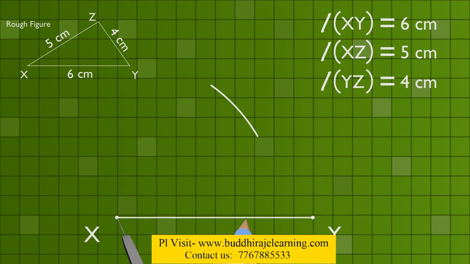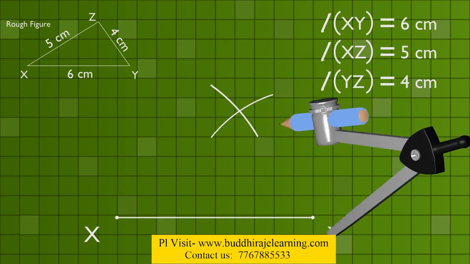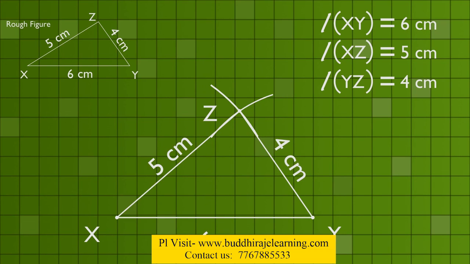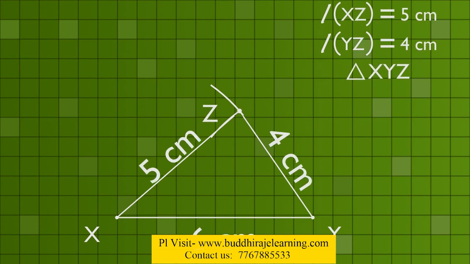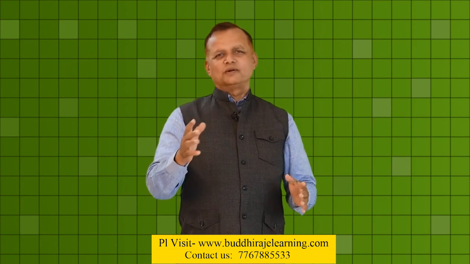Then place the compass needle on the point Y and draw an arc on the same side of the segment XY, intersecting the previous arc. Let us name the point of intersection Z. Now, let us draw the line segments, segment XZ and segment YZ. Thus, we get the required triangle XYZ. In the same manner, we can draw the required triangle on the lower side of the segment XY. Now we will see one more example.